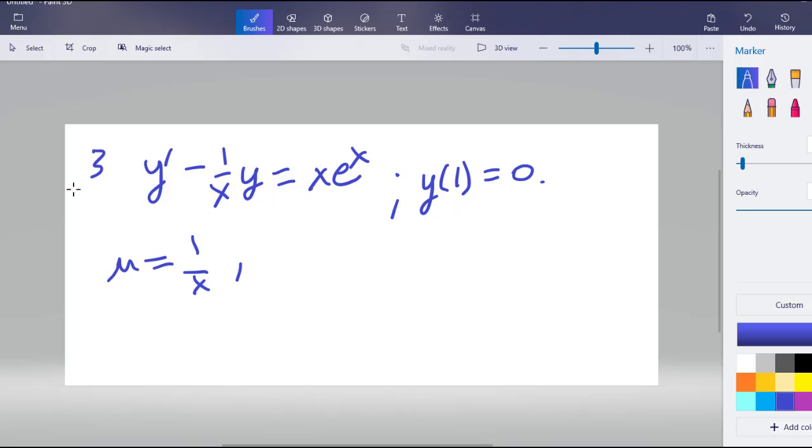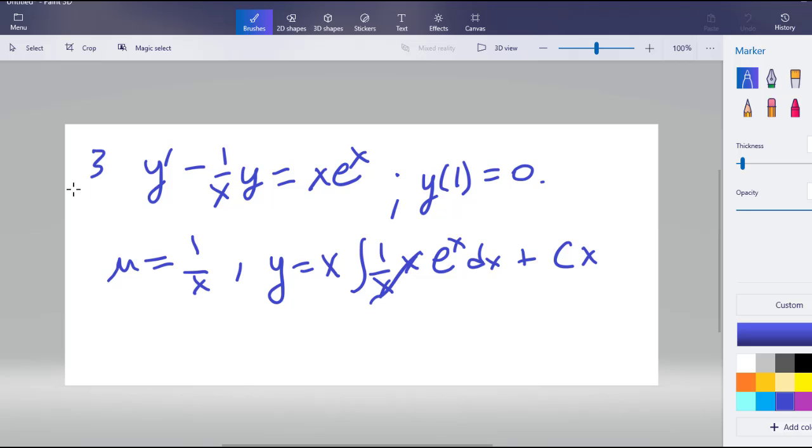Now, the general solution then is going to be 1 over mu, that's x, integral of mu q dx plus c over mu. Again, the x's cancel here, and we're just integrating e to the x. So we get y is x e to the x plus cx. It's at this point that we need to use our initial data.